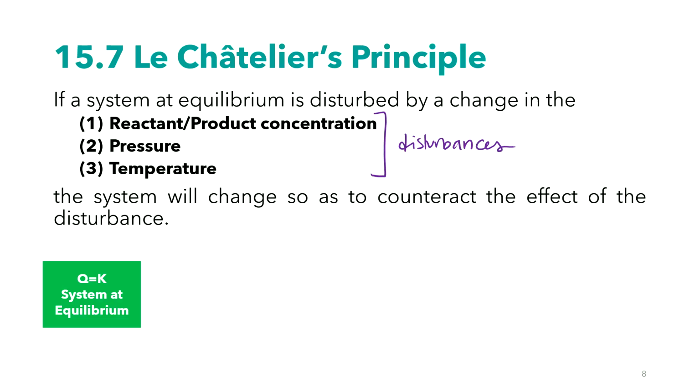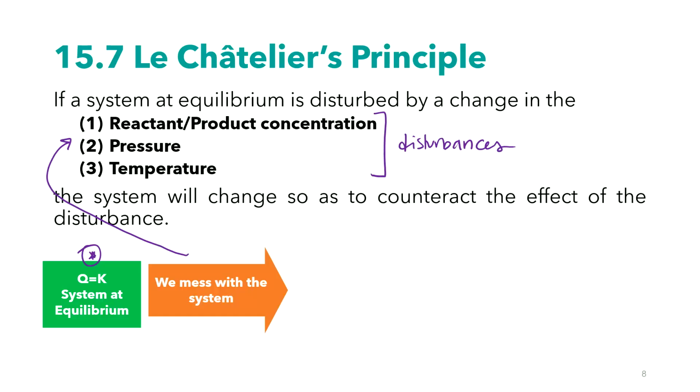So we do something. The disturbance now means that Q doesn't equal K, and so the system will then respond by going back to K, by taking Q and going back to K. So we have an initial system. We've let it equilibrate. Q equals K. We mess with it, okay? Le Chatelier's principle requires some outside interference, okay? We mess with the system. And when I say we mess with it, we do one of these three things, okay?